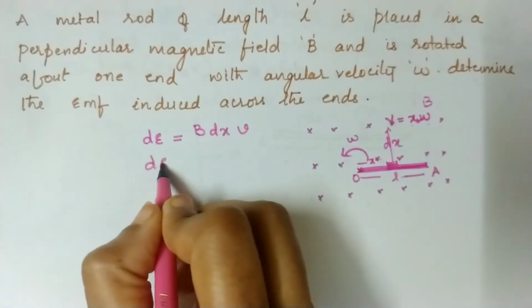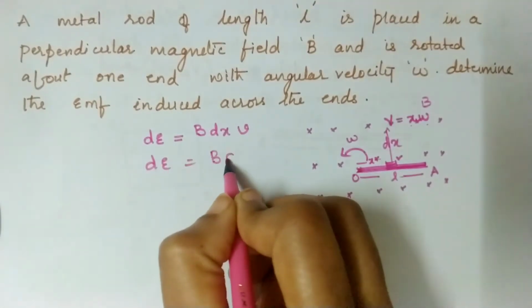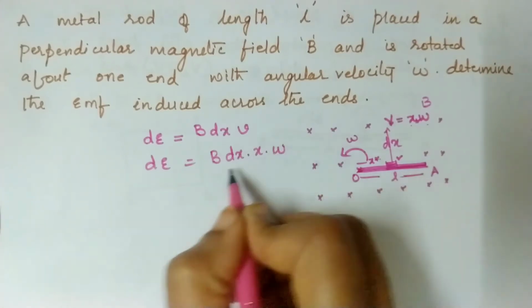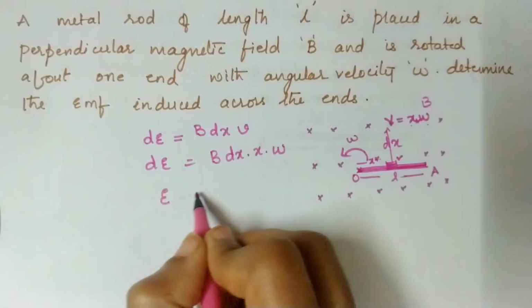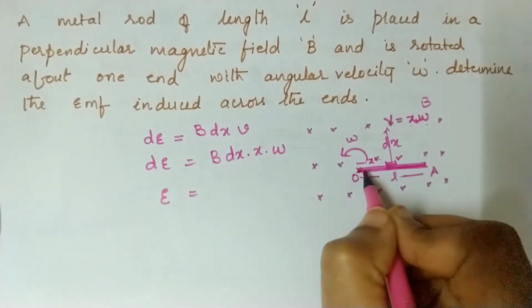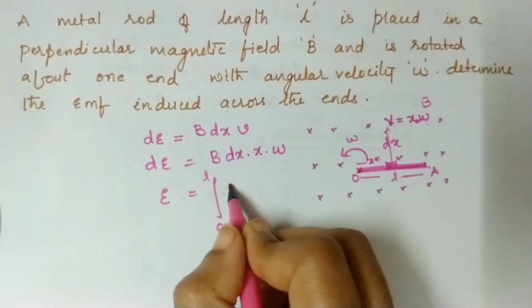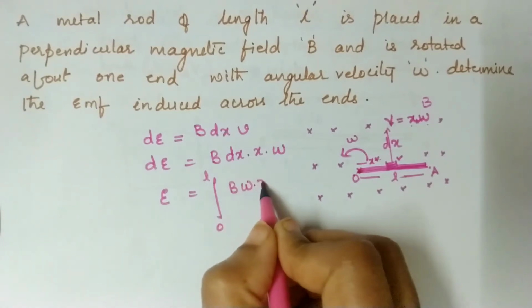In the next step I'll write it as B into dx into x into omega. I want the total EMF induced from the point 0 to L. So integrate the relation from 0 to L, B into omega into x into dx.